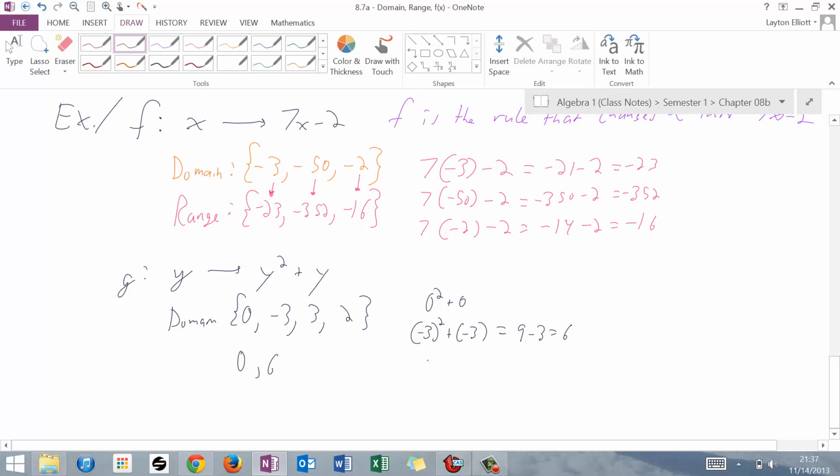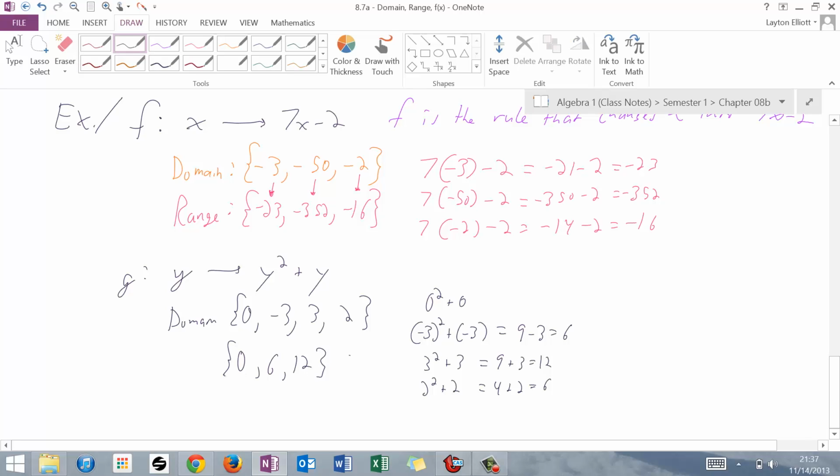Then we're going to do 3 squared plus 3, which is 9 plus 3, or 12. And finally, 2 squared plus 2, which is 4 plus 2, or 6. Oh, but you see I already listed 6, so we're not going to list 6 again. And I'm just going to leave it like this.